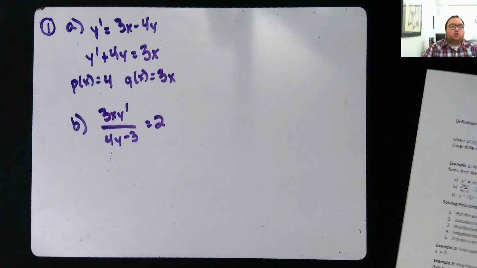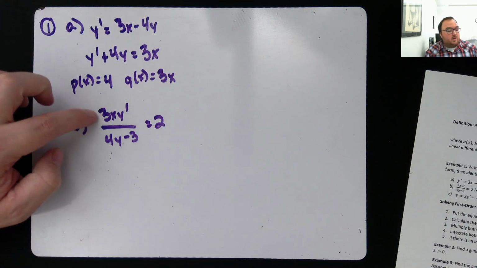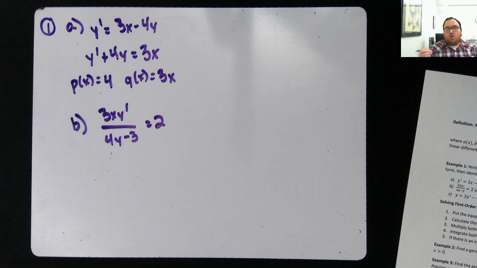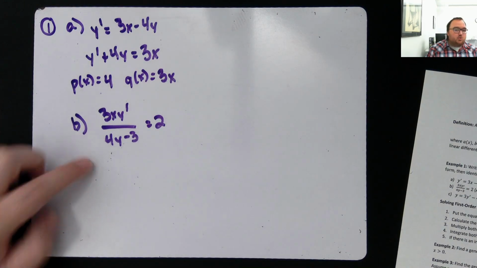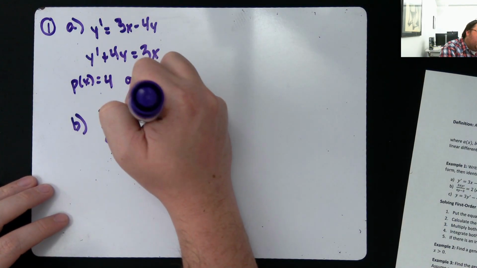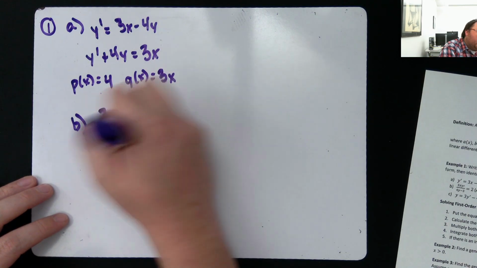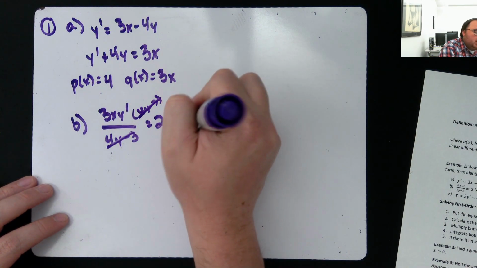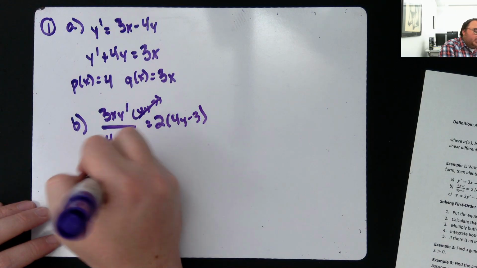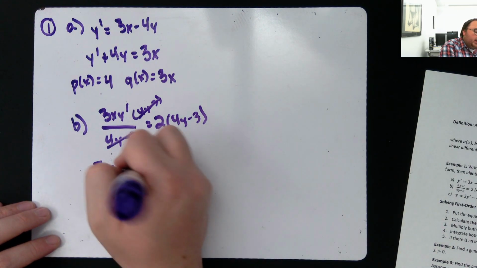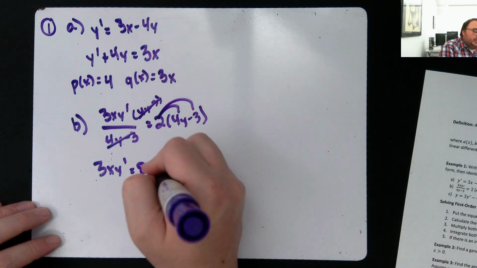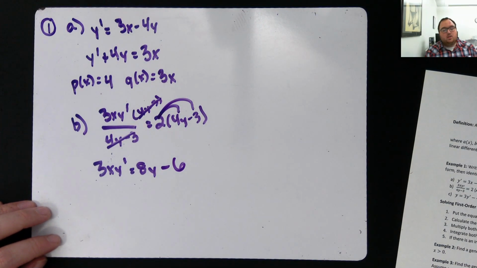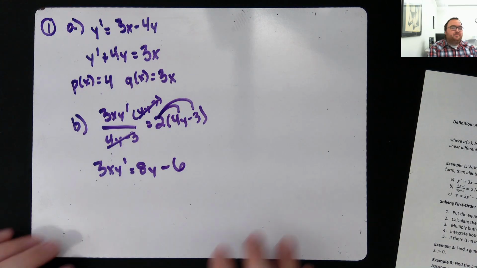Okay, so this one looks really gross because I have stuff divided by stuff. I don't like that. So let's times it by 4y minus 3 to get rid of the fraction. That would cancel it out over here. On the left side, that leaves us with 3x y prime equals 2 times 4y is 8y, 2 times the negative 3 is negative 6. Way better, right?